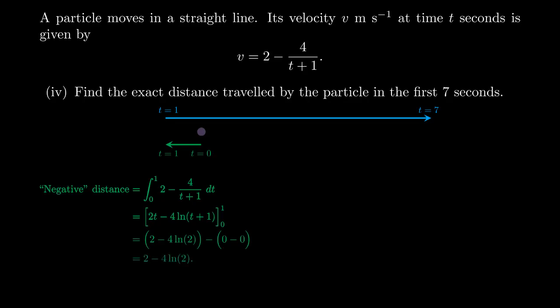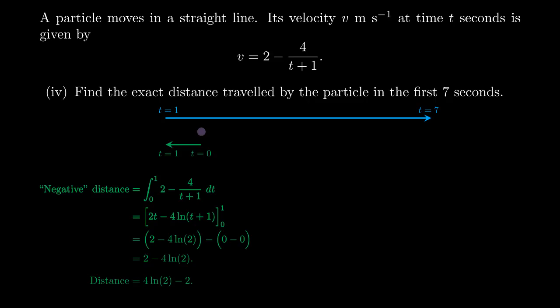Remember, this is a negative distance, which means if you type this number, 2 minus 4 log 2, into your calculator, you should see that it gives you a negative answer. Because it's a distance we're interested in, it shouldn't be negative, it should be a positive distance traveled. So I'm going to flip it and say it's 4 log 2 minus 2. If you check the calculator, that's the positive number we're looking for.